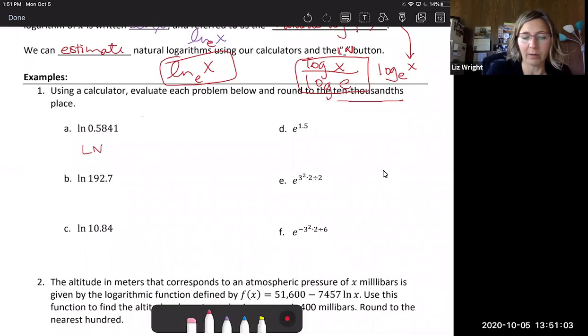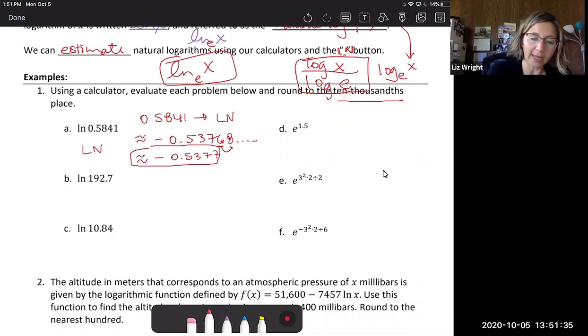So for me in my calculator, I would do 0.5841, and then I would hit the natural log button. And then what I want you to do is write down 5 places past the decimal, which for me is going to be negative 0.53768, and that keeps going. So tens, hundreds, thousands, 10,000ths is here. And so it's ultimately going to be negative 0.5377 for this one. So go ahead and do that for B and C. I'm going to note that you are doing those on your own. And then you can check answers with me tomorrow or the next day I see you in class.